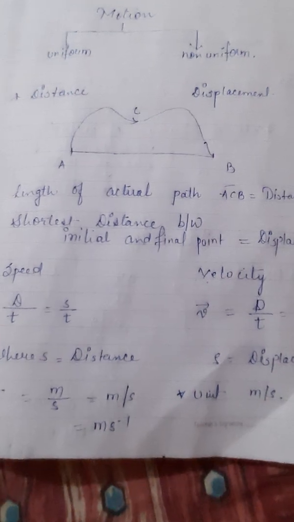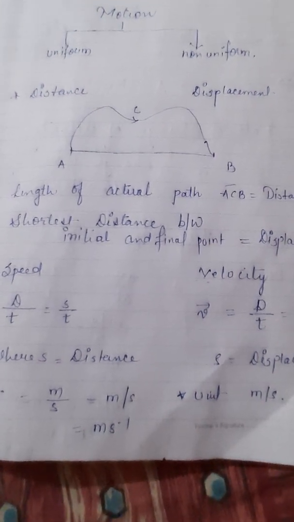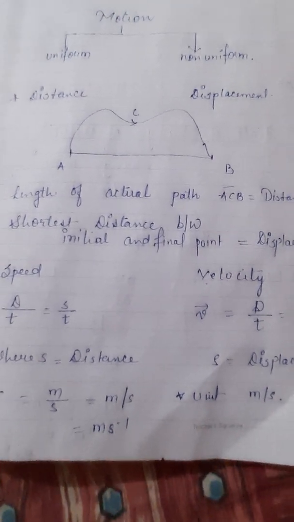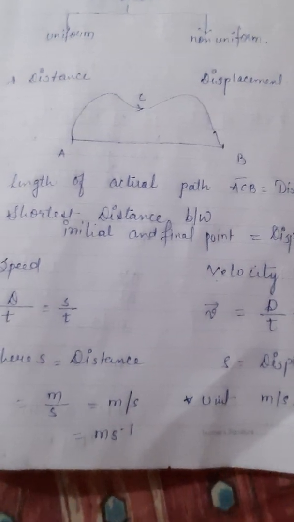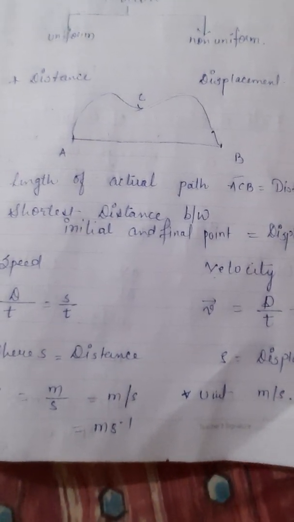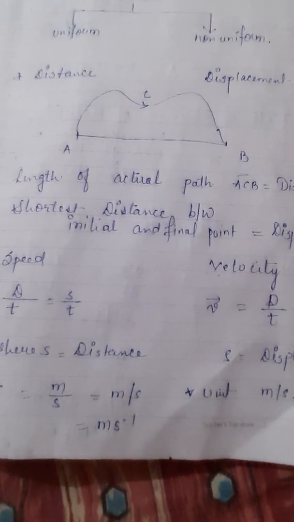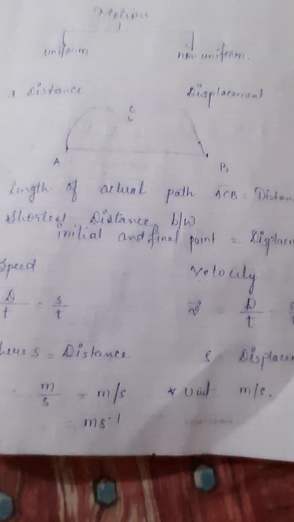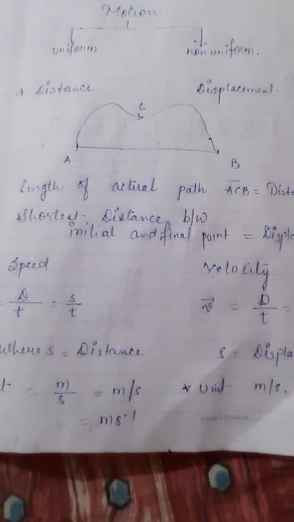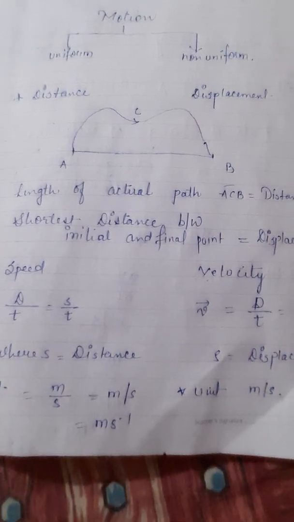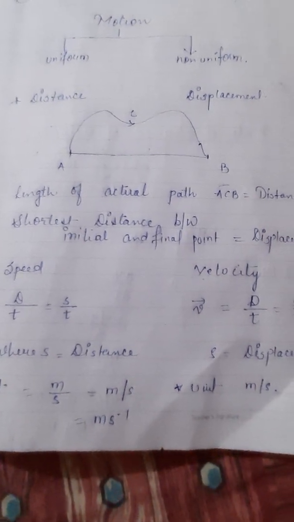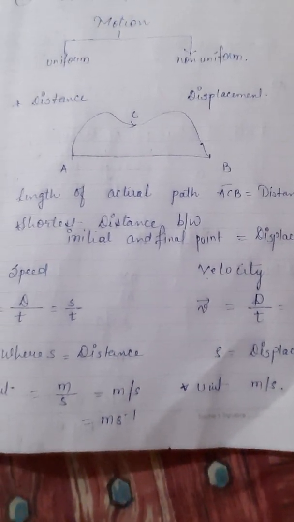So such quantities where the sense of direction is needed are known as vector quantities, whereas some quantities we can explain only by the magnitude. For example, the distance of my house from school is 2 kilometers. Such quantities are known as scalar quantities.